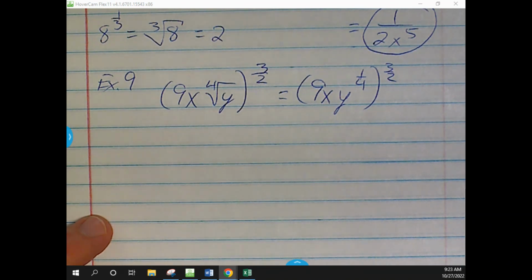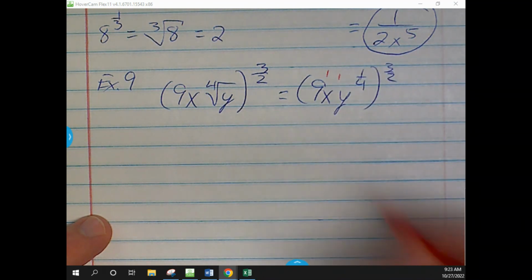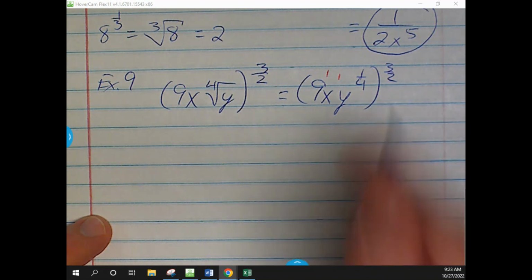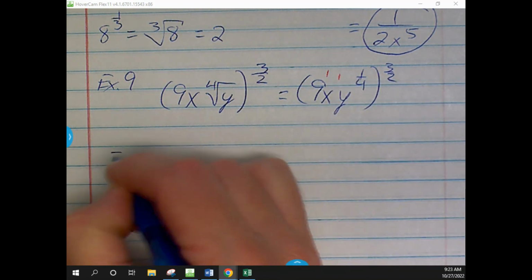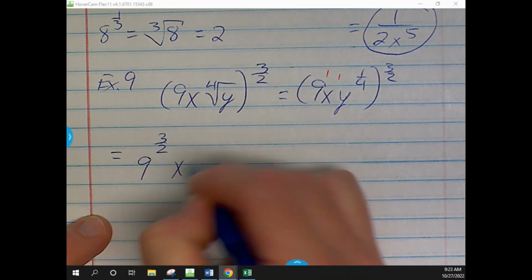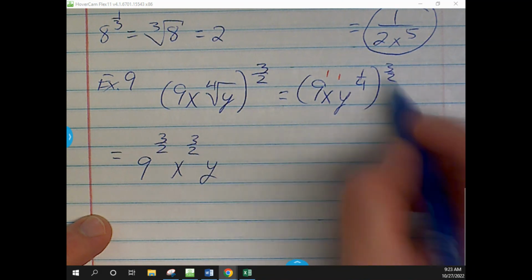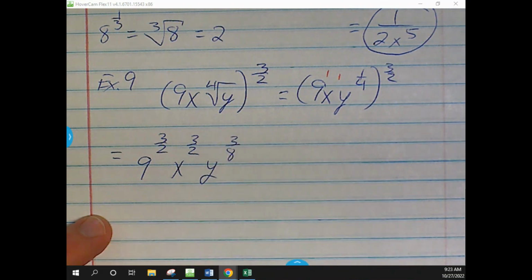Okay, and similar to the last one, you've got to think about this as 9 to the first power, x to the first power, y to the 1/4 power, and you've got to distribute this 3/2 to all those things. So that's going to be 9 to the 3/2 power. That's going to be x to the 3/2 power. And when you multiply y, that's going to be 3/8 power.